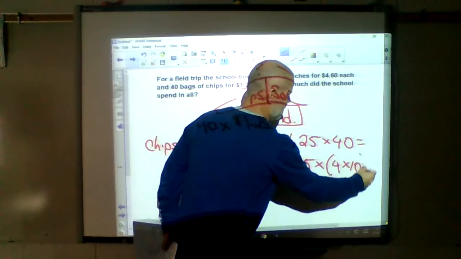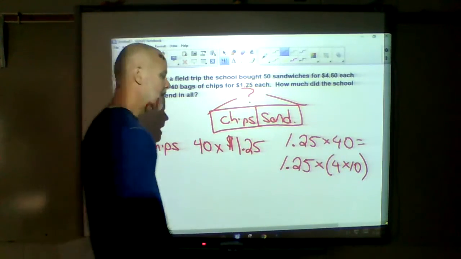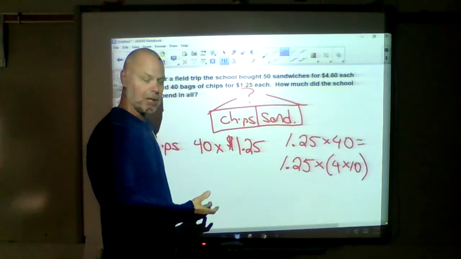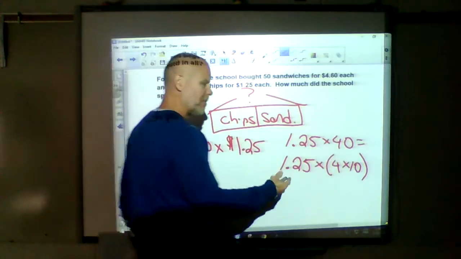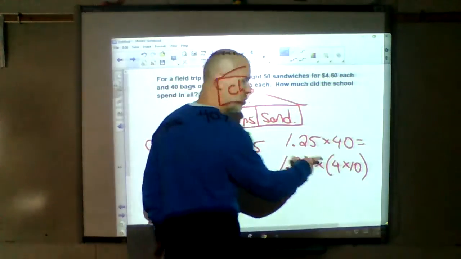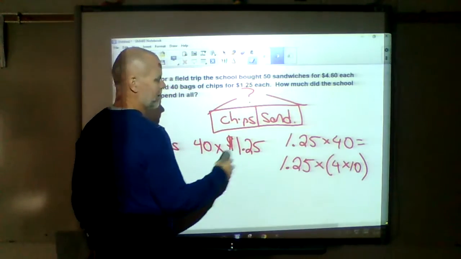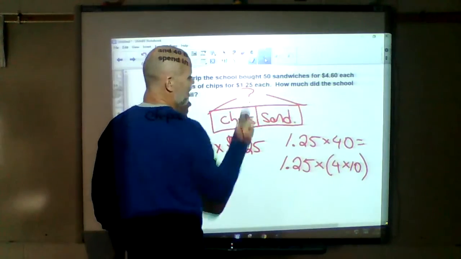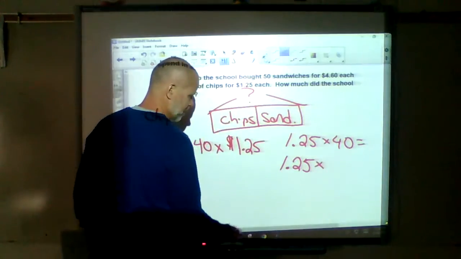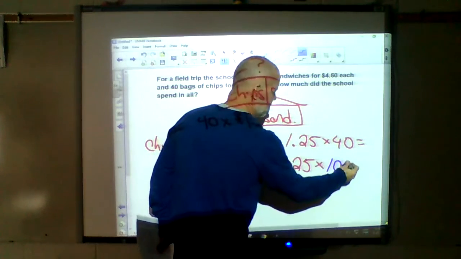4 times 10. Well, yeah, 4 times 10 is 40. And we haven't talked about it, but our properties of multiplication says that it's commutative. Commutative means I can change the order. Multiplication is also associative. I could change who I associate with. I could change the parentheses, but I don't need to change the parentheses, but I'm thinking that maybe if I change the order, what if I did 1 and 25 hundredths times 10 times 4?